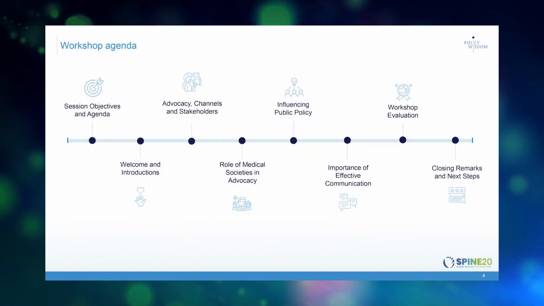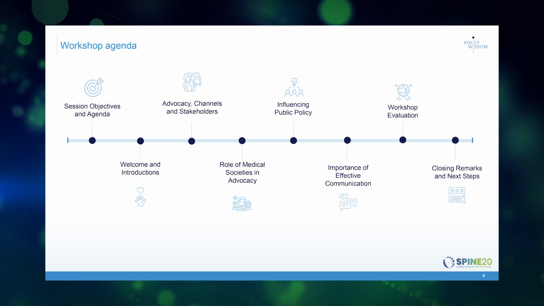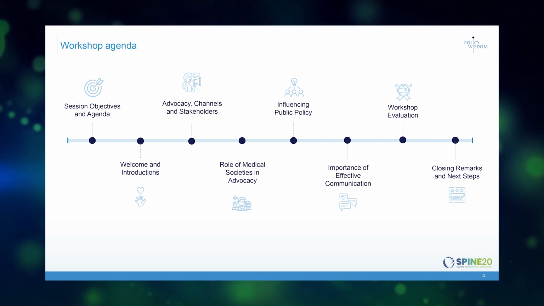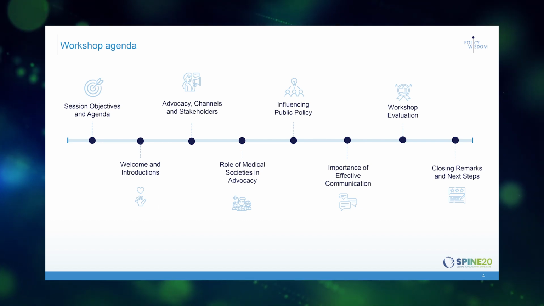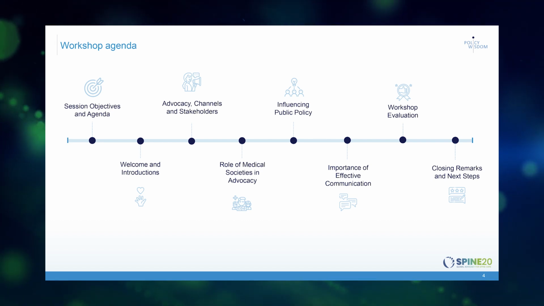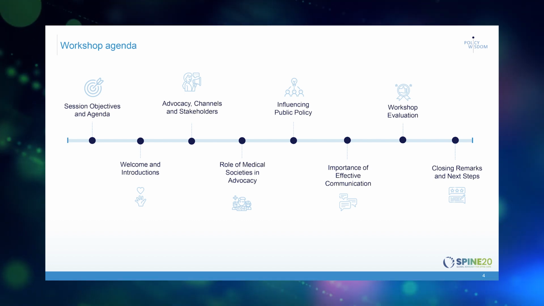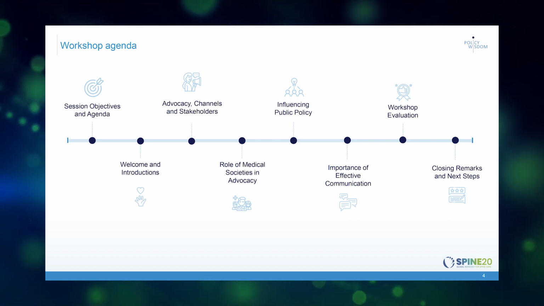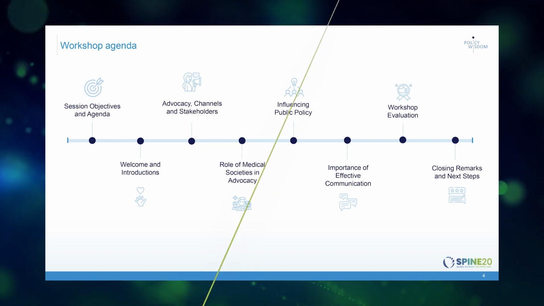So the workshop agenda: we'll talk about the objectives and the agenda. After the welcome and introductions, we'll talk about advocacy, all the different channels that advocacy takes, who the different stakeholders are, and why it's important to know their perspectives. We'll talk again about the role of medical societies in advocacy. We'll talk about how to actually influence public policy. And again, we'll talk about the importance of effective communication. And then at the end, we'll do an evaluation. We'll have some closing remarks and Q&A.